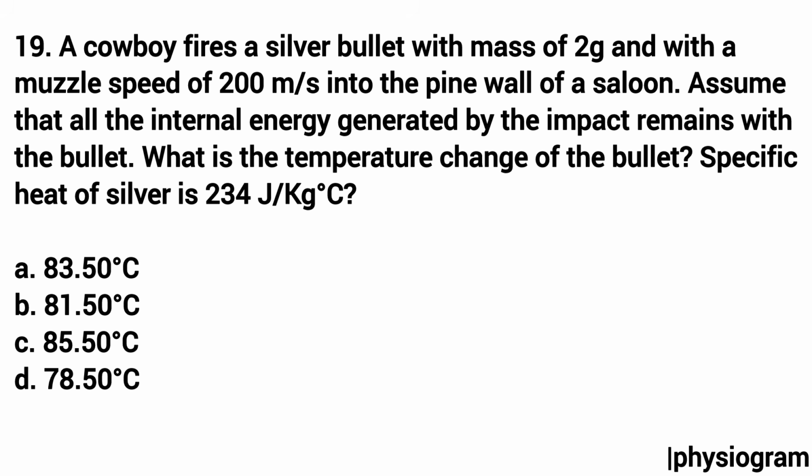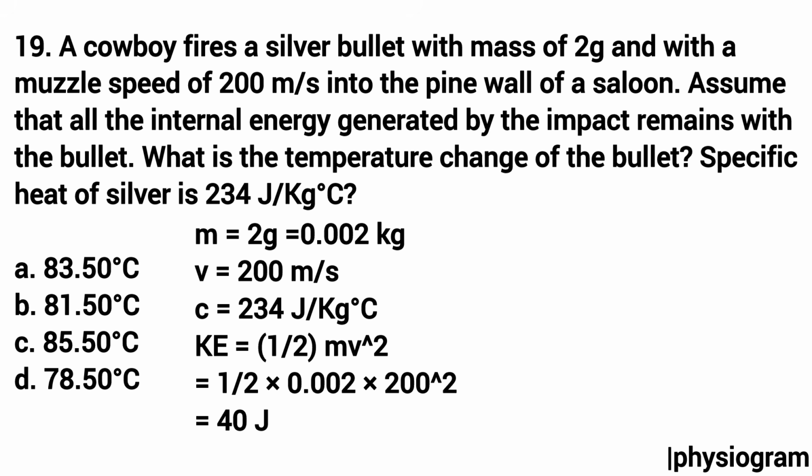Next, question number 29: a cowboy fires a silver bullet with a mass of 2 gram and a muzzle speed of 200 meter per second into the pine wall of a saloon. Assume that all the internal energy generated by the impact remains with the bullet. What is the temperature change of the bullet? The specific heat of silver is 234 joule per kg degrees Celsius, and the options are A, 83.50 degrees Celsius; B, 81.50 degrees Celsius; C, 85.50 degrees Celsius; and D, 78.50 degrees Celsius.